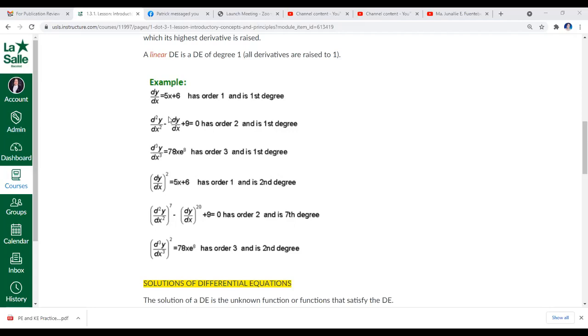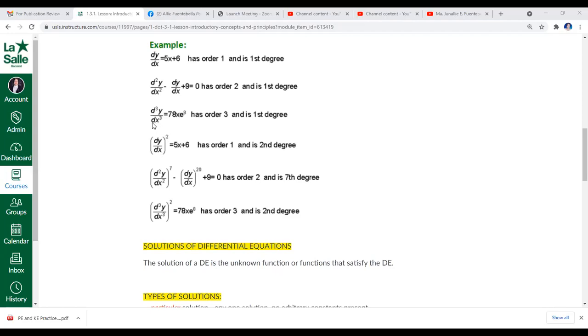Order 2 because this is the highest order derivative. This is first degree or degree 1 because the exponent of this is equal to 1. Now, this is also linear because the derivatives here are all raised to 1. So this is a linear differential equation. Now, as to our third example, this is a third order differential equation and is also first degree. This is also linear.